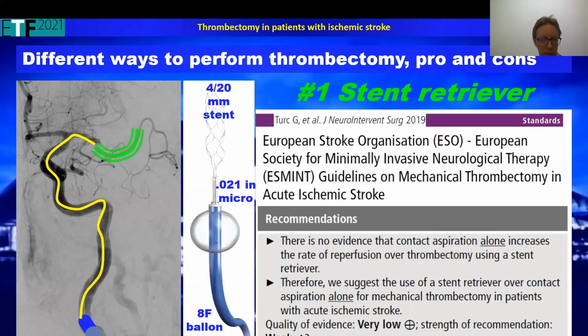Then we inflate the balloon. That means we block the flow coming from behind, and we perform the thrombectomy. We retrieve the stent retriever, and the colleague aspirates through the guiding sheath in order to avoid some further embolization.